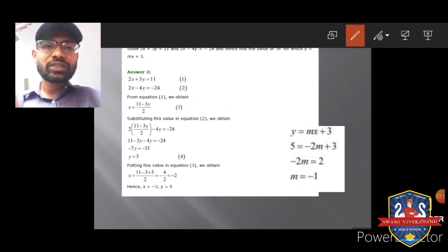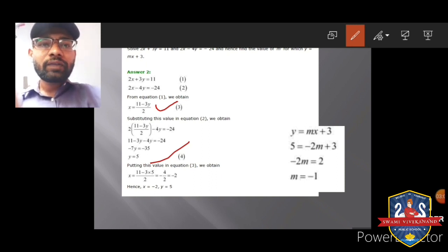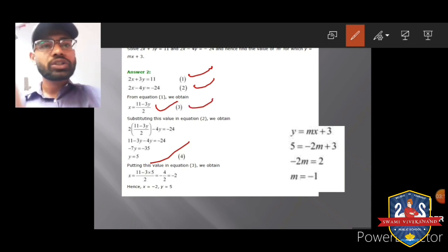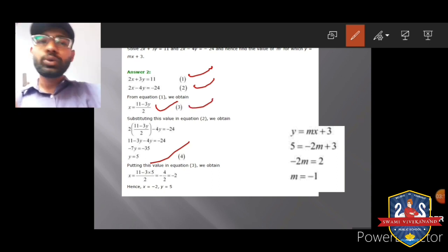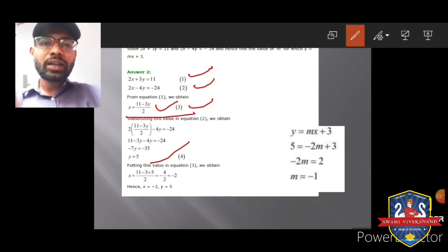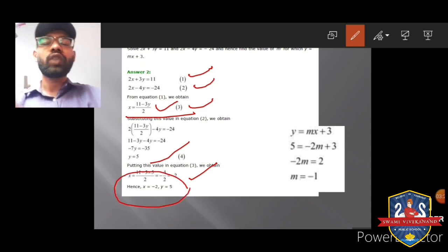Now if I substitute this value, what do we get? y is equal to 5. If y is equal to 5, put y is equal to 5 in this equation. You may put y is equal to 5 in equation number 1, equation number 2 or equation number 3. It's all up to you. Okay, I put it in equation number 3. What do we get? x is equal to minus 2. So our answer is x is equal to minus 2 and y is equal to 5.